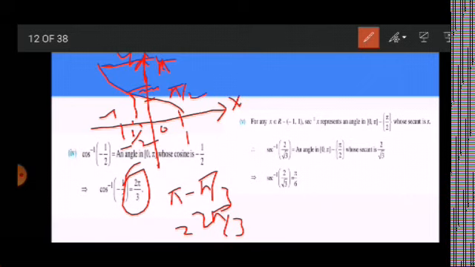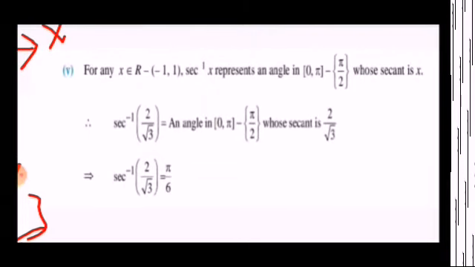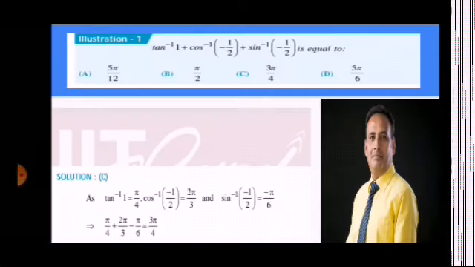Now consider this one, sec inverse 2 by root 3. The same pattern: the range is 0 to pi, excluding pi by 2. Secant becomes 2 by root 3, which is the reciprocal of cos. For what value does cos become root 3 by 2? That is 30 degrees, meaning pi by 6. So sec inverse 2 by root 3 is pi by 6. This is the result.